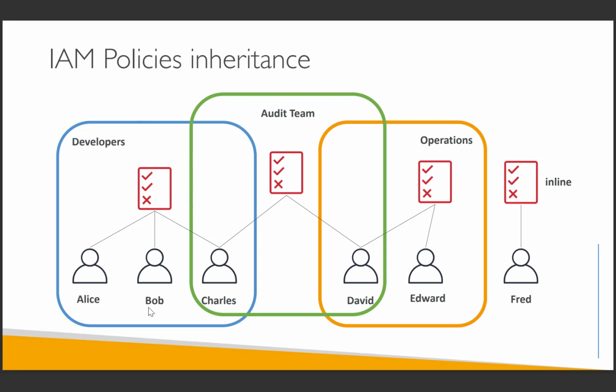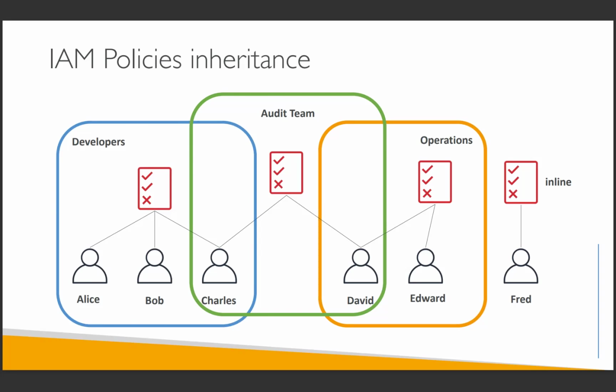Suppose we want to give access to EC2 and RDS instances. We will define these two in the JSON document and assign the policy to this developer group, and thus all three, Alice, Bob, and Charles, can access these.